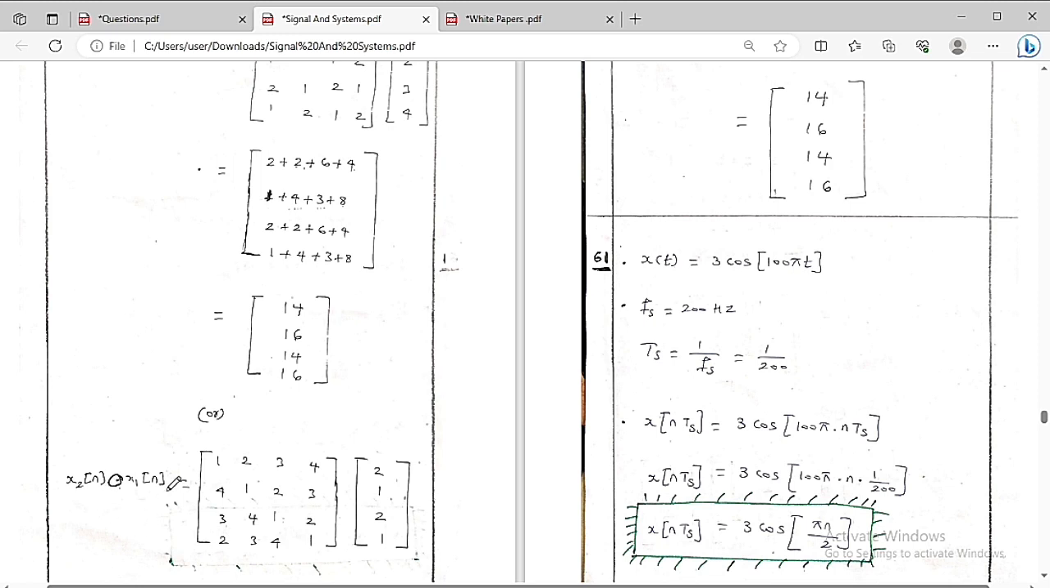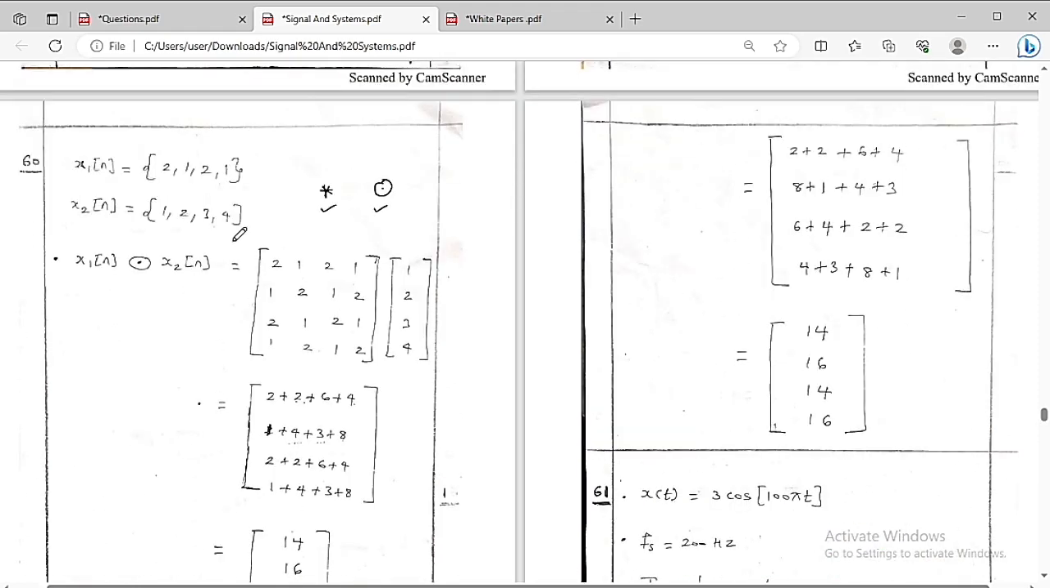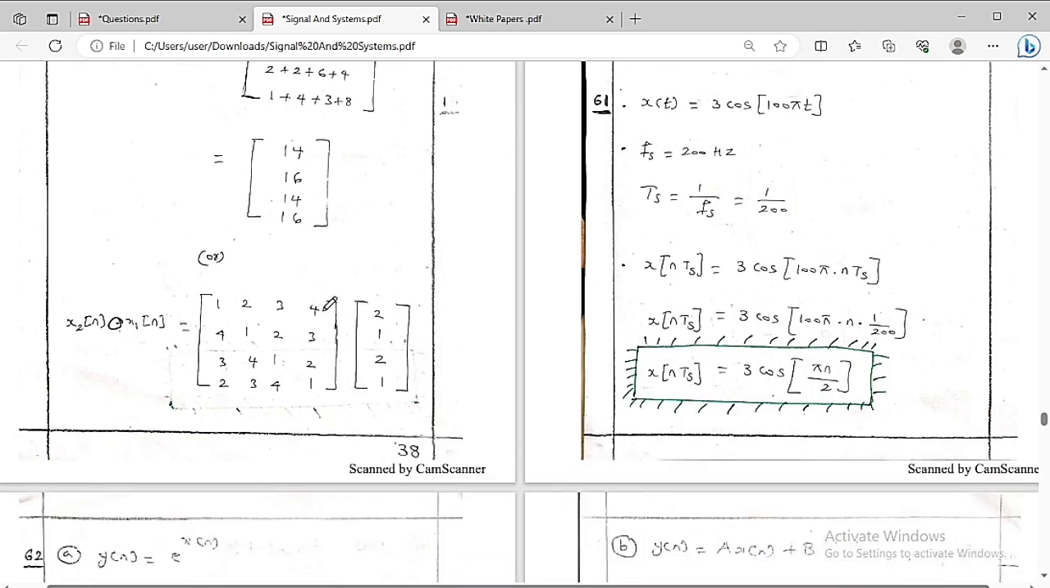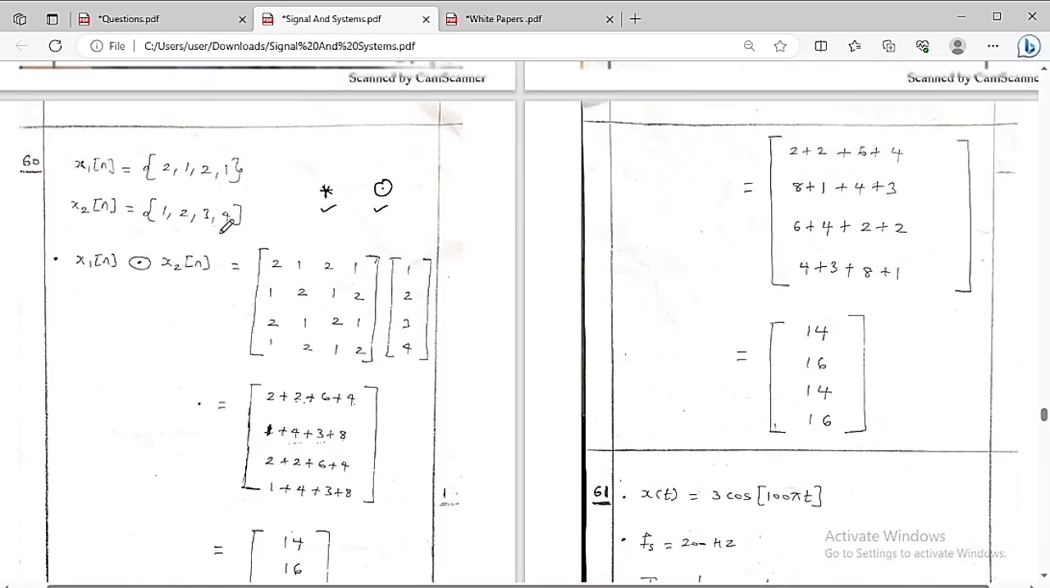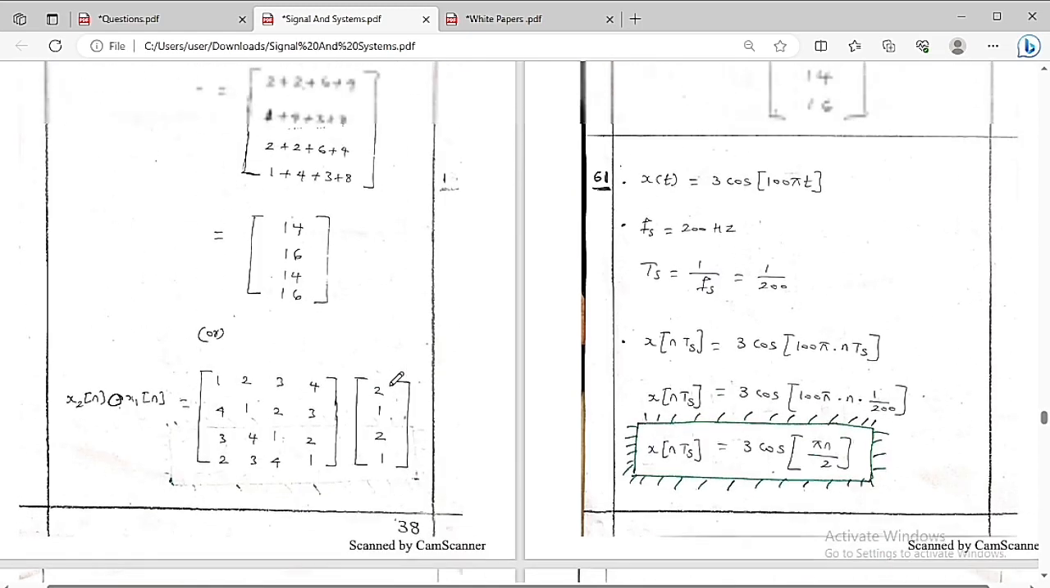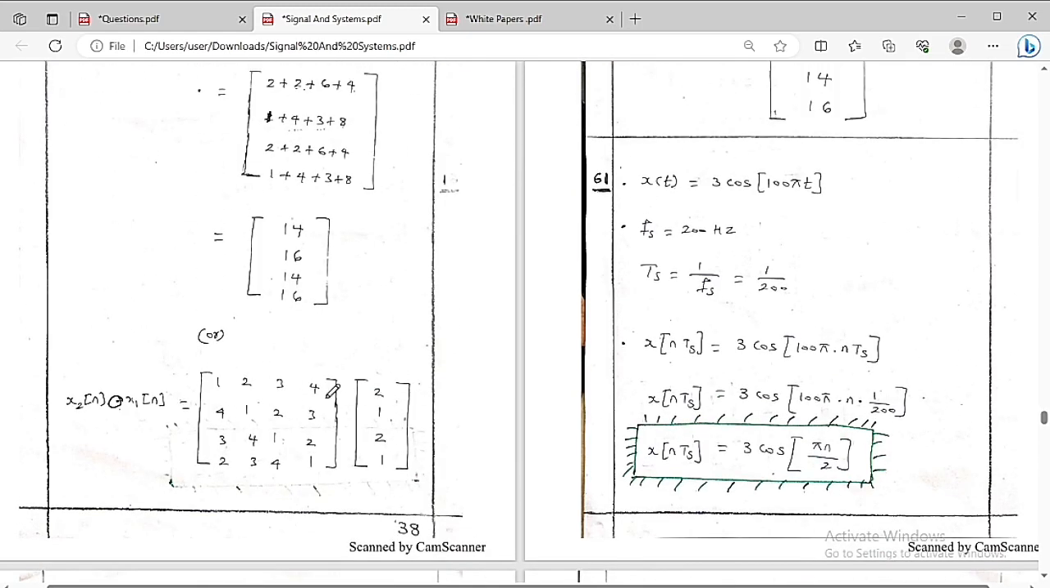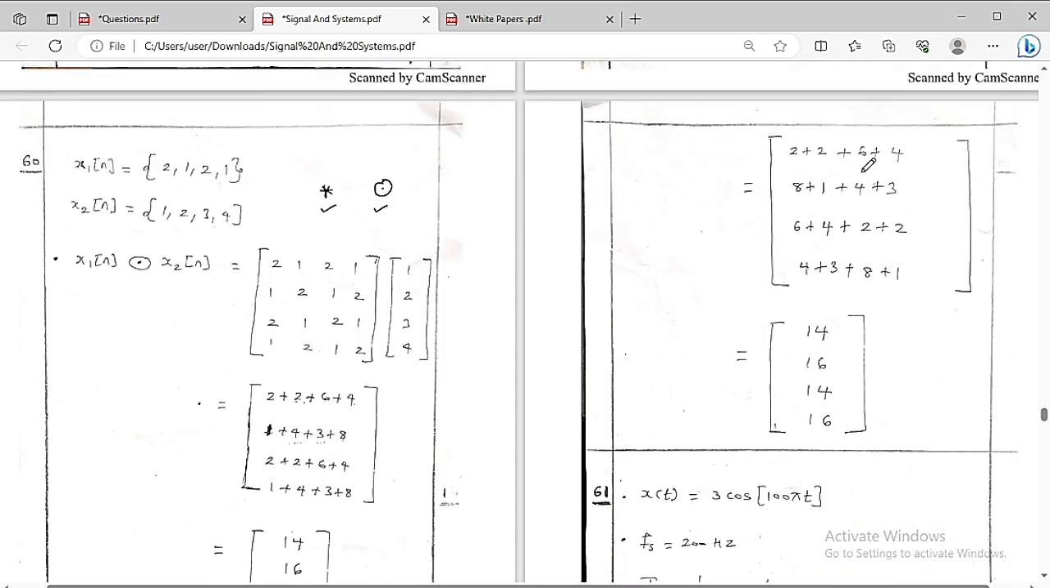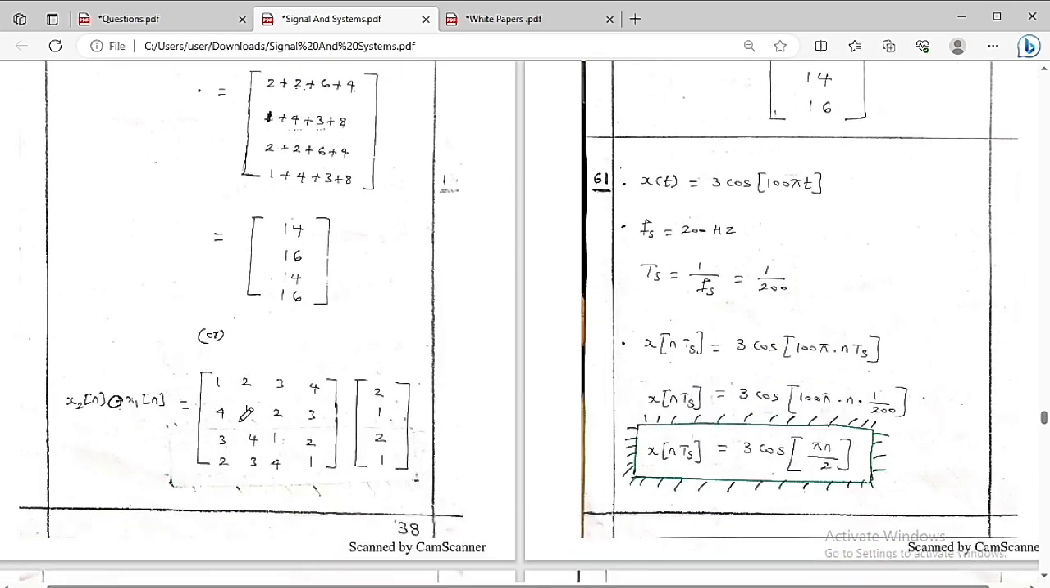First I need to take the x2 of n elements, which are 1, 2, 3, 4. Again from here 1, 2, 3, 4, again 1, 2, 3, 4, and again 1, 2, 3, 4. Then x1 of n elements are 2, 1, 2, 1. Now do the matrix multiplication. 1 into 2 is 2, plus 2 into 1 is 2, plus 3 into 2 is 6, plus 4 into 1 is 4. So we get 2 plus 2 plus 6 plus 4, which is 14. Similarly, 4 into 2 is 8, plus 1 into 1 is 1, plus 3 into 2 is 4, plus 3 into 1 is 3.